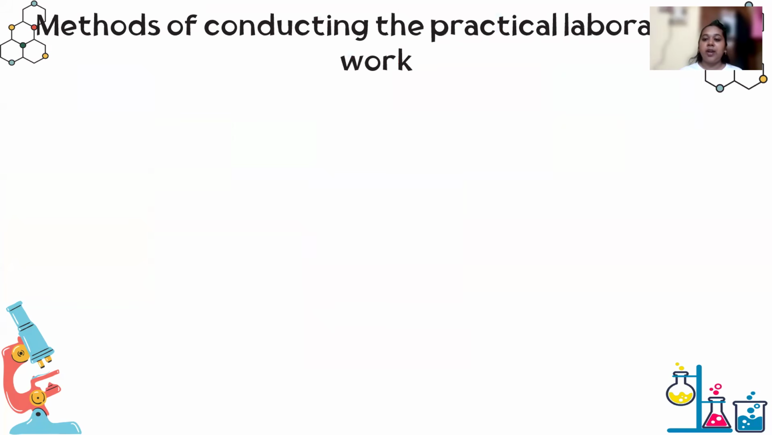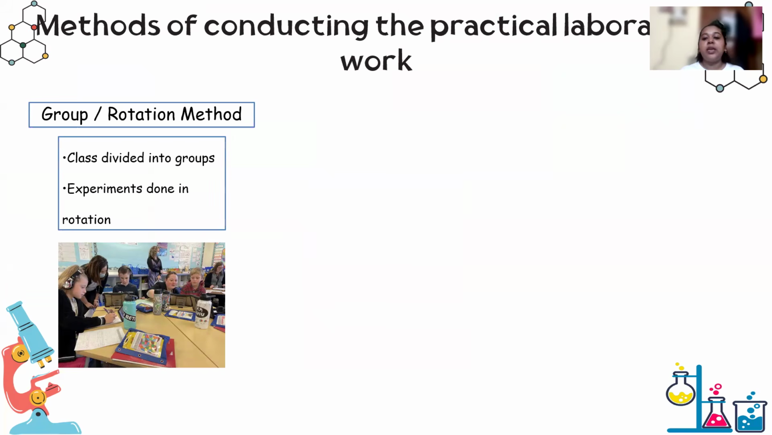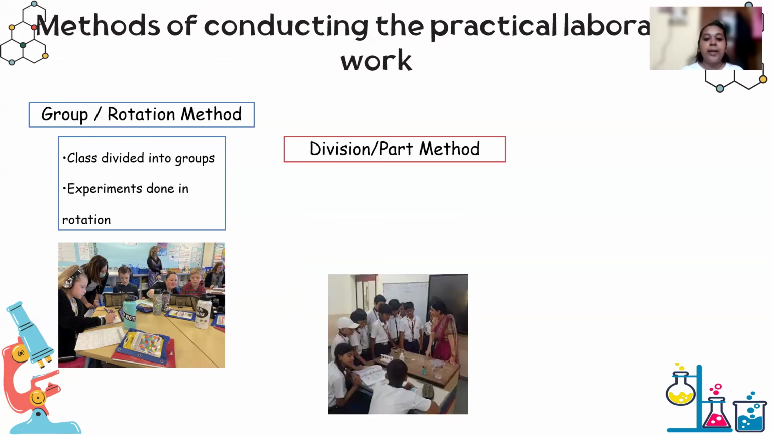Next, we will understand methods of conducting the practical laboratory work. First one is the group rotation method. Here, the class is divided into groups. For example, if I have 20 students in a class, I might make four groups, each group having five students in it. And then the experiment is done by rotation method. Examples of these methods will be shown in the next slide.